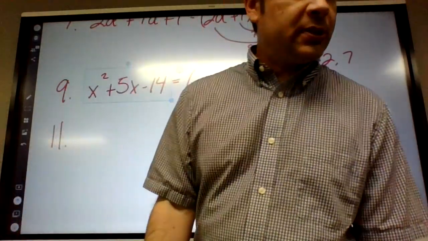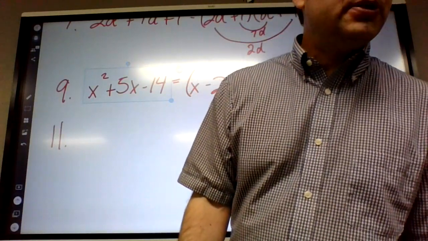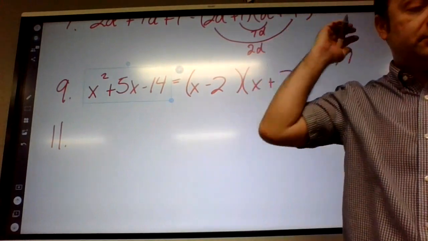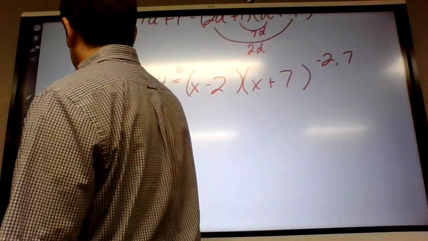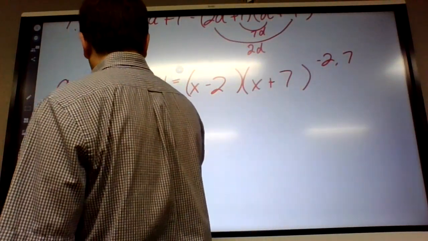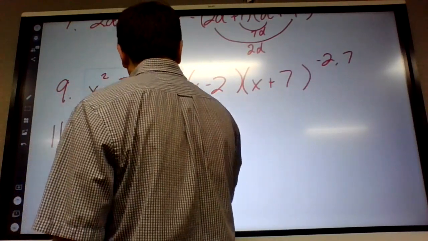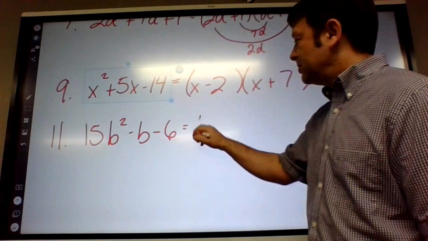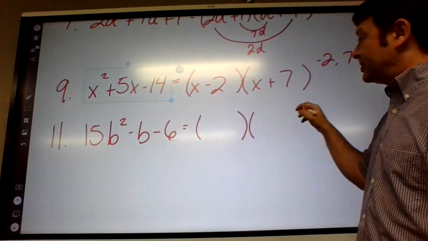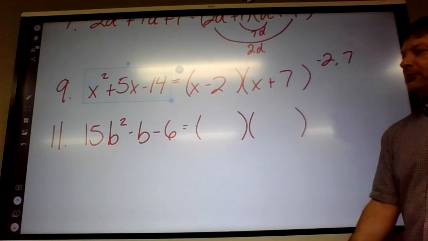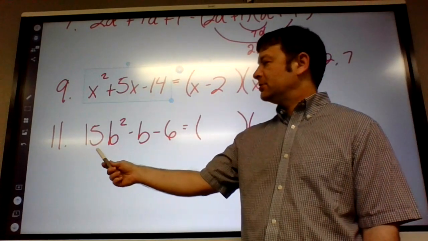Okay. Alright, Wyatt, what should go first on number 11? 15b squared. Then what? Minus b. What was the last one? Minus 6. Okay, so this is more like number 7 because there's a number on the front. So Wyatt, what probably is going to go in the front here? 15b.